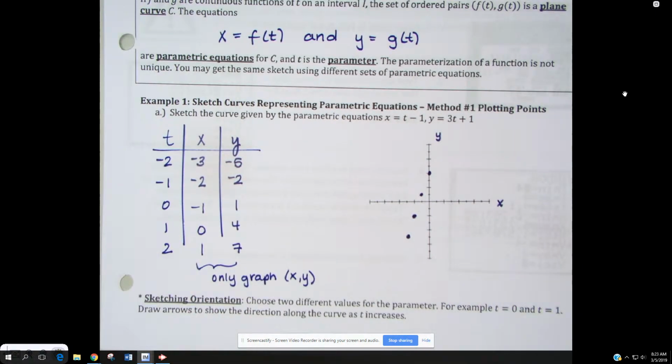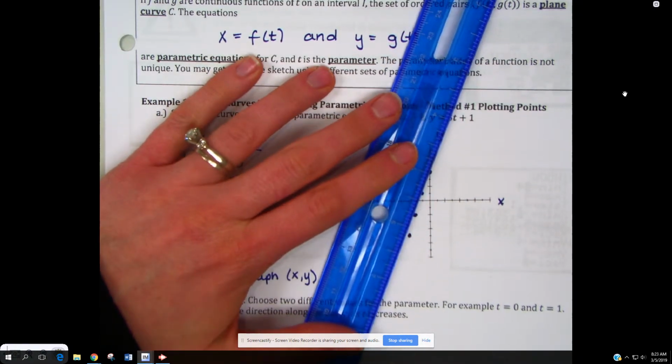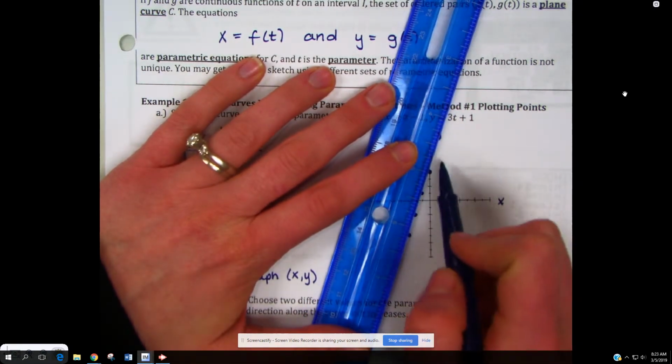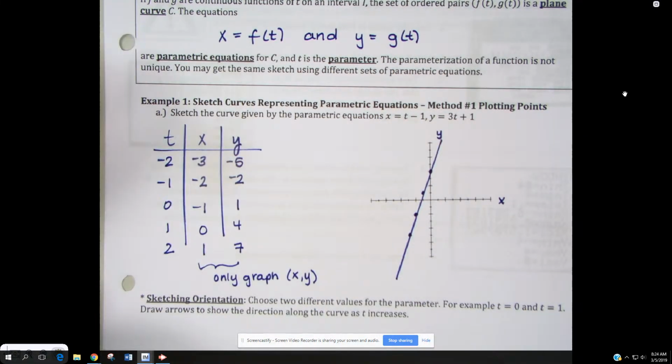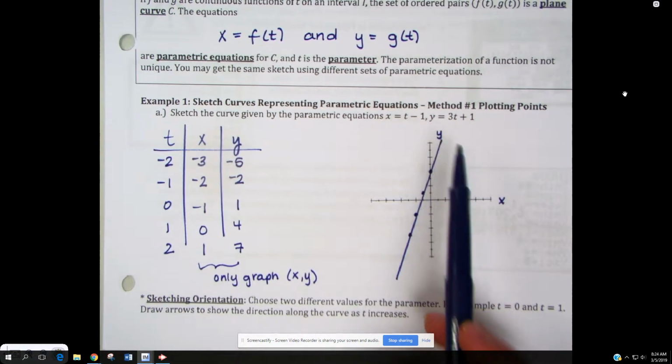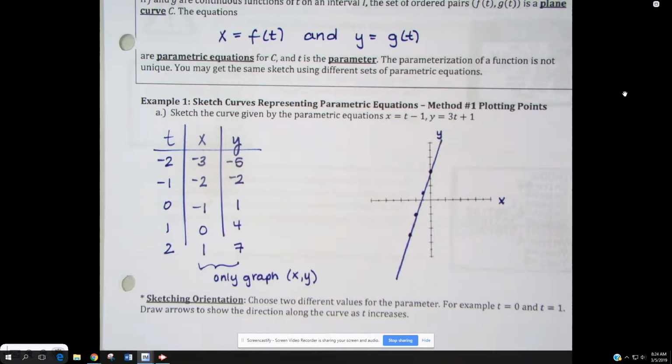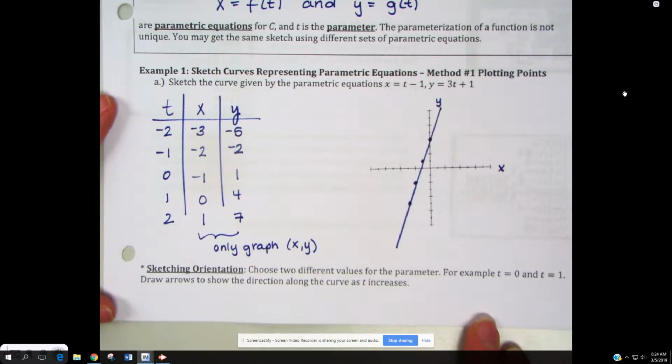The point (1, 7) is going to kind of fall off, so we'll leave that one off. And I'll connect the dots. I can see that these are roughly a linear function. I had 2 linears and I got a linear out of it. Now, what do I do with the T? That is this piece at the bottom about sketching orientation.